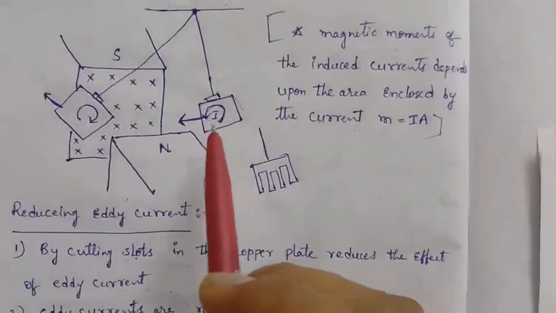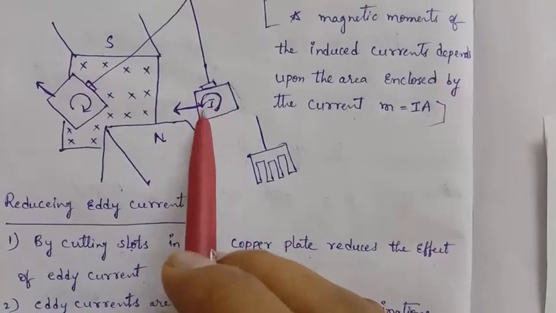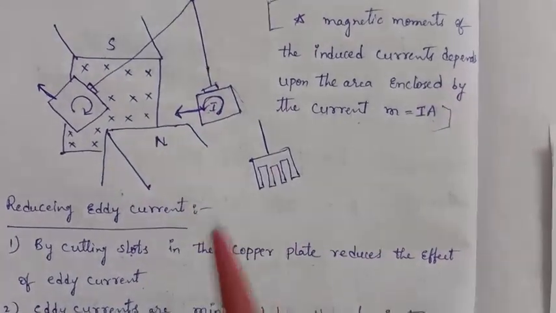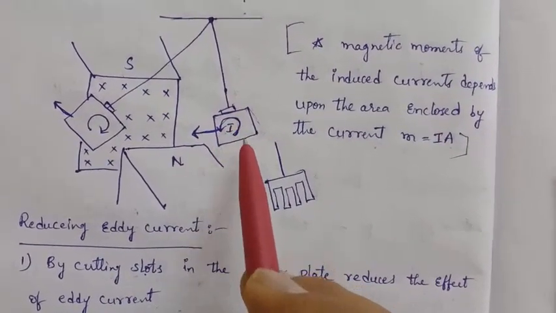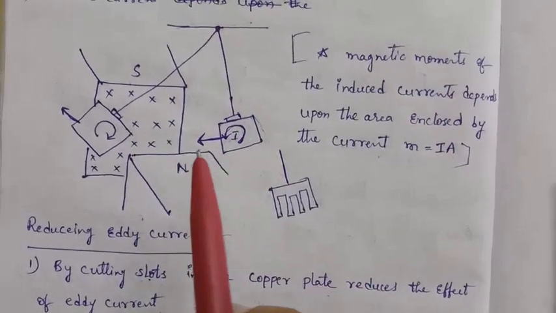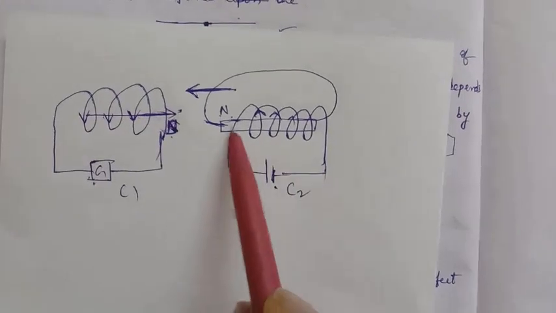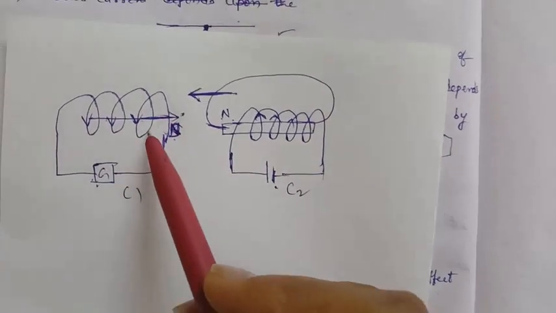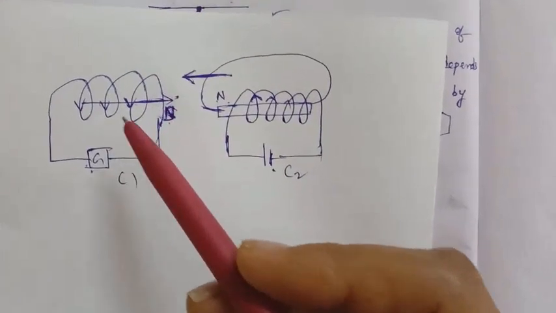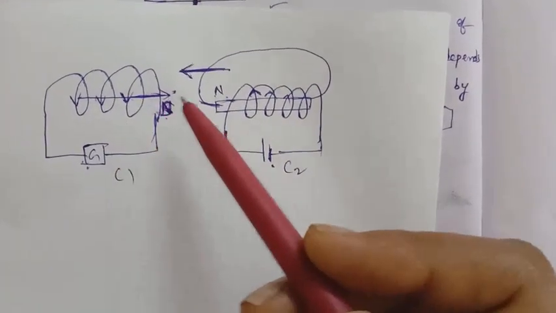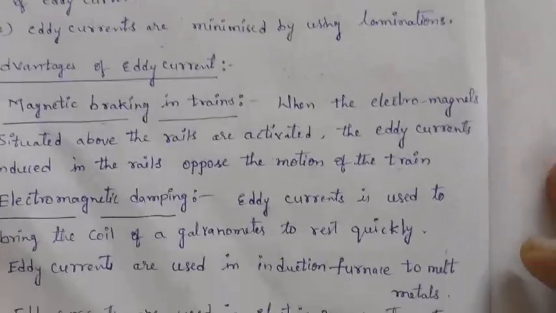So what is the main application? This eddy current will be converted in the form of heat energy, Joule heat energy. Mechanical energy is converted in the form of heat energy. So all of you observe this diagram. When this north pole approaches, the eddy current will be induced here. EMF is induced here. So this EMF will be again converted in the form of heat energy. So by using this heat energy, we can have one application also.